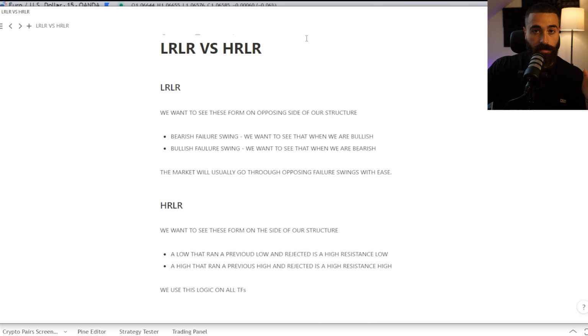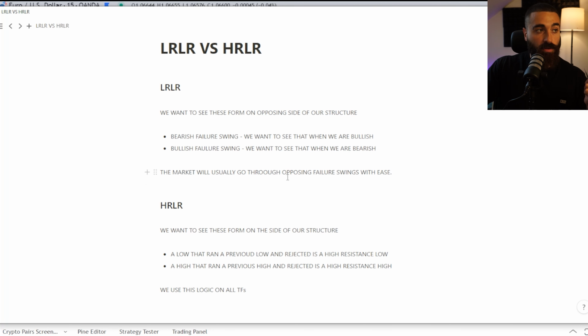Also, I want to share some things from my notes. If you want, you can copy it, or I can put a link for this page so you can duplicate it on your Notion. What is the difference between low resistance liquidity run and high resistance liquidity run? Low resistance, we want to see them on the opposing side of our structure, which means targeting it. It's basically a bearish failure swing. We want to see that when we are bullish. A bullish failure swing, we want to see that when we are bearish.